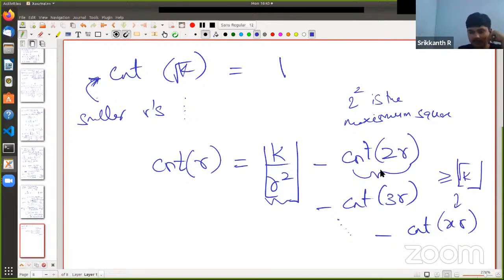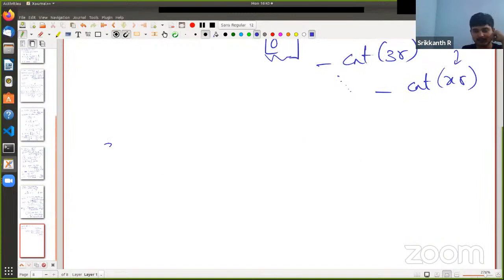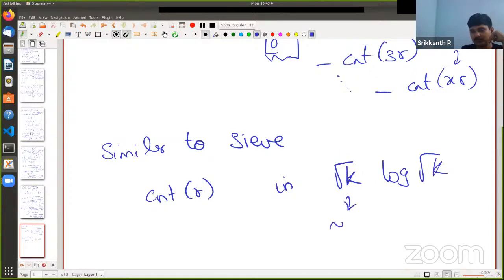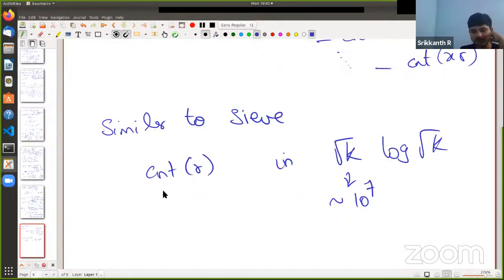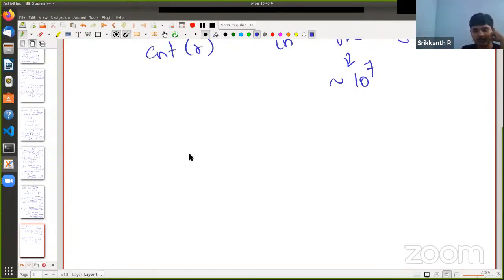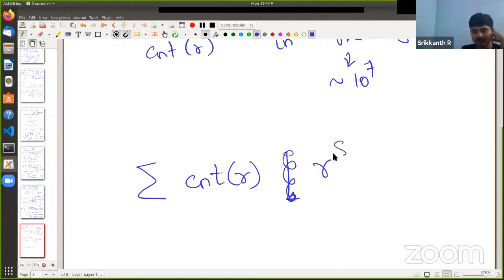Okay, and the complexity of this recurrence is similar to that of a sieve, right? And we can get count of r in square root of k log k, where square root of k is approximately 10 to the 7, and this is very efficient, and we can do this pre-calculation beforehand. Okay, and now finally we have our answer, which is the sum of count of r into r power s, as r varies from 1 to square root of k.